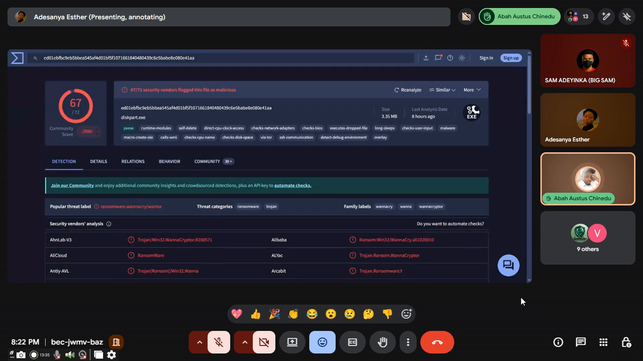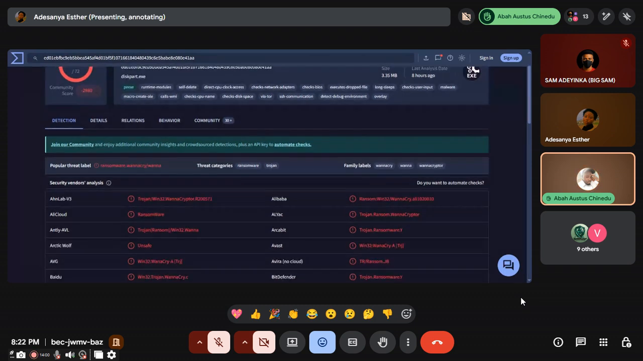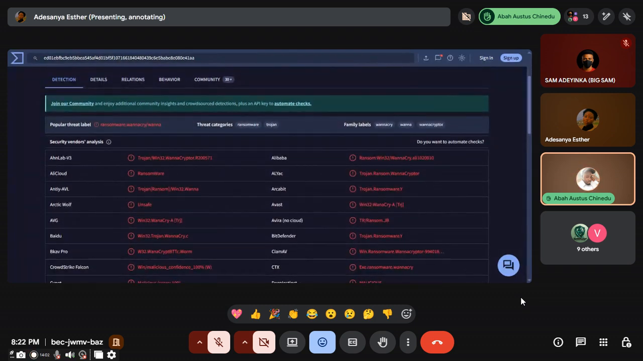So whenever you see something like this, even though you could see that just two out of 72 vendors did not flag it, you should know that this is a malicious URL, or this is a malicious hash value. So that's basically what is going on there. I hope I've been able to make sense. Thank you.